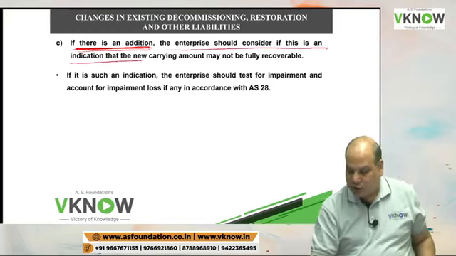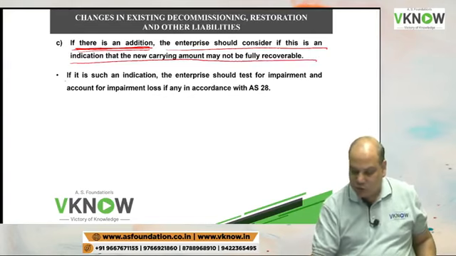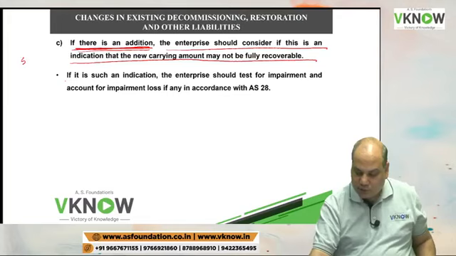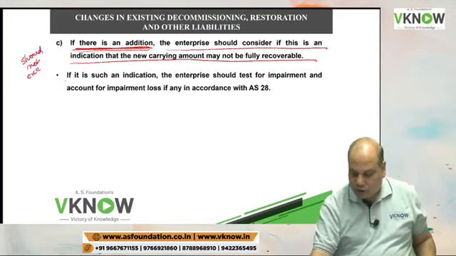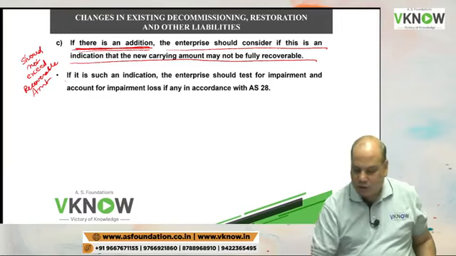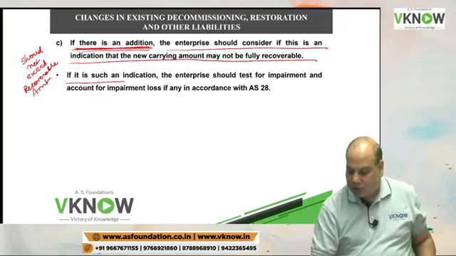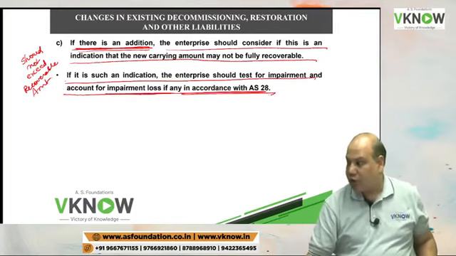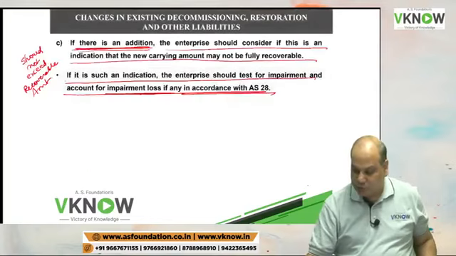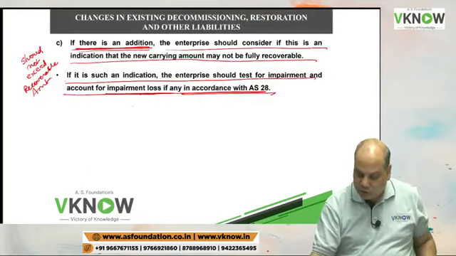And similarly, if there is an increase in liability, the asset will increase, and the enterprise should consider whether this is an indication that the new carrying amount may not be fully recoverable. So as I said, it should not exceed the recoverable amount. And if it exceeds the recoverable amount, it will be treated as impairment loss and it will be transferred to the P&L account.